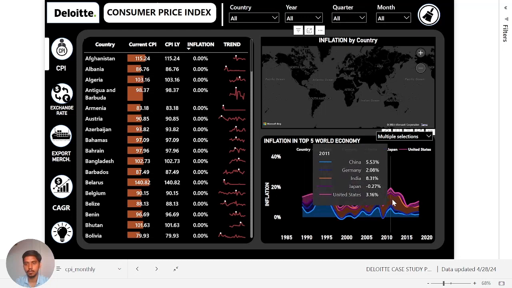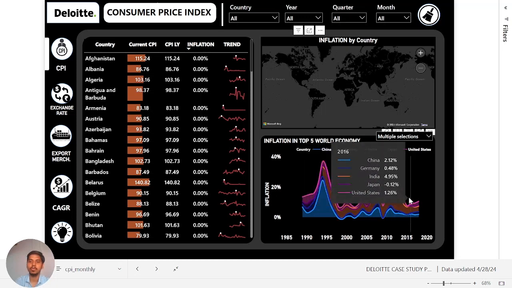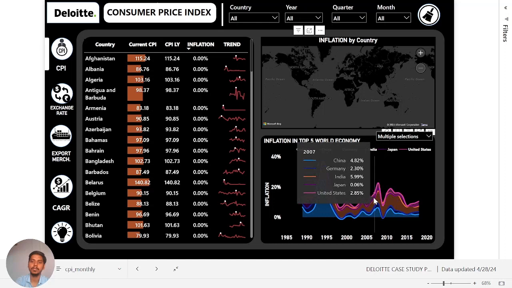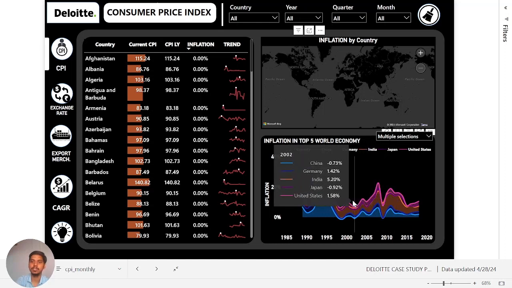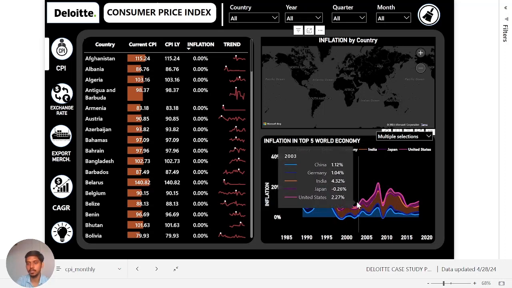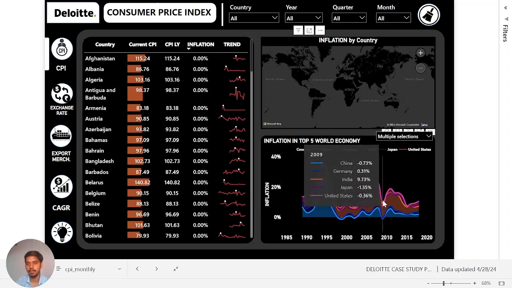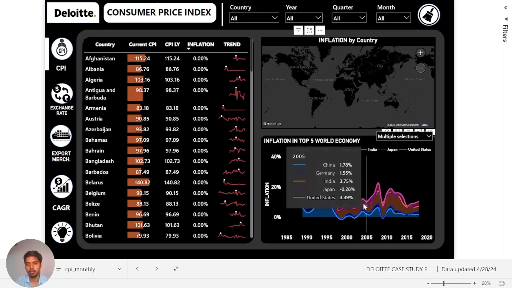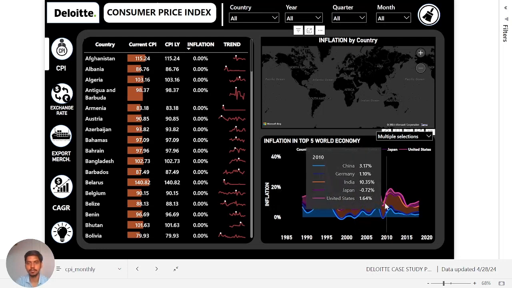Why is this called the world's top five economies? One thing you will note from here is that their inflation rate ranges between 0 to 5 percent. If you look closely, even if there is a high rise in inflation or deflation, it's not for a long period of time. They manage it very effectively. So that's why they are called economy giants.